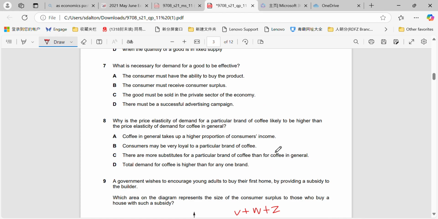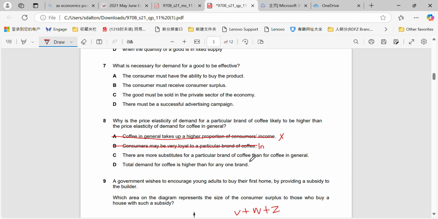Question 8. Why is the price elasticity of demand for a particular brand of coffee likely to be higher than the PED for coffee in general? Okay, coffee in general takes up a high proportion of consumer income. That does not explain it, right? First of all, it doesn't. Coffee does not take up a high proportion of consumers' income unless you're earning a very small income. Consumers may be loyal to a particular brand of coffee. That would explain why it is inelastic. It would not explain why it is elastic.